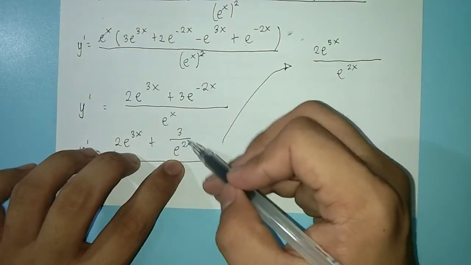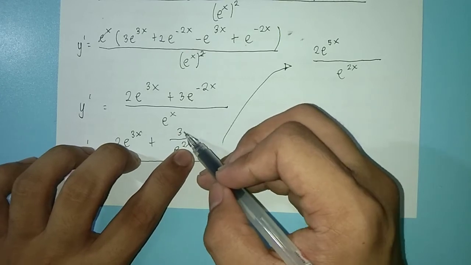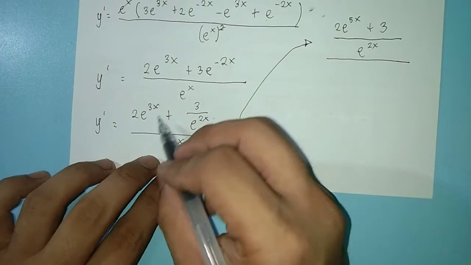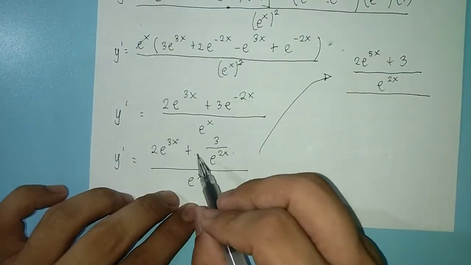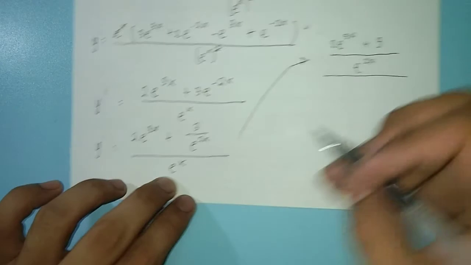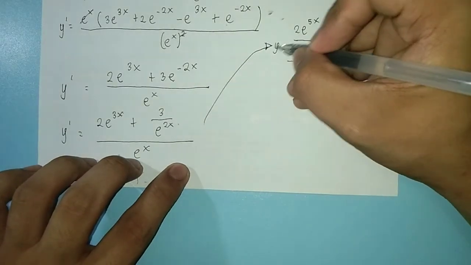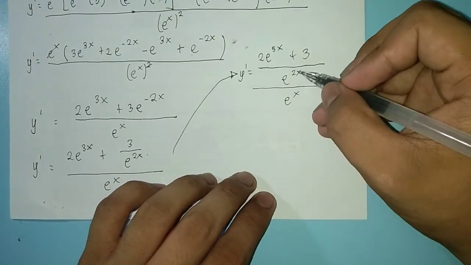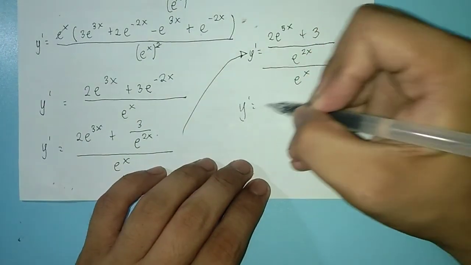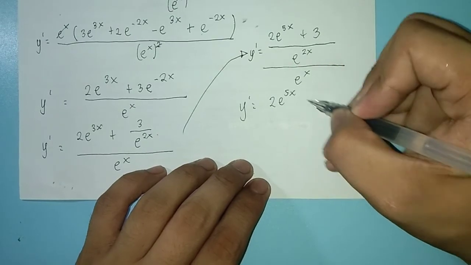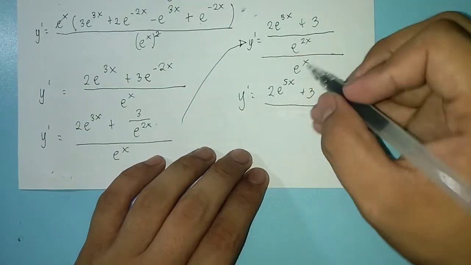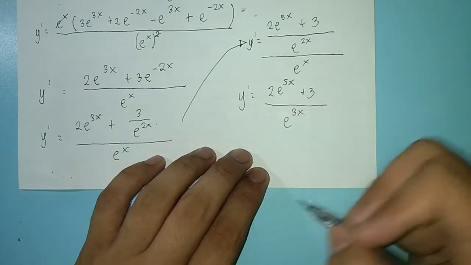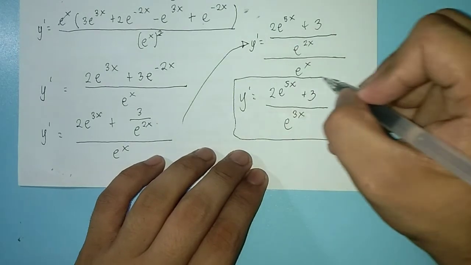So dito naman pag minultiply mo ng e raised to 2x, matitira na lang yung 3, no? So plus 3, all over sa numerator to. Kumbaga inisang fraction natin tong dalawang terms. Then all over e raised to x. Okay, so y prime equals ito pala. And then baba natin to. So magiging y prime equals 2 e raised to 5x plus 3 all over, pagpa-plus natin yung exponent, magiging e raised to 3x. So yan yung derivative niya.